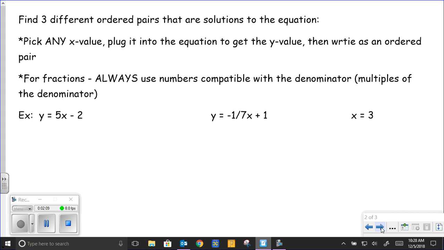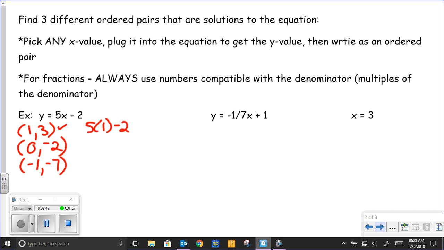So the first one, though, let's say that we're given these ordered pairs here. I'm given 1, 3. I'm given 0, -2, and I'm given -1, -7. I can start with any one of these, but I just tend to go in order. So I'm going to plug in my x value and see if I get my y value. My first one here is 5 times 1 minus 2. 5 times 1 is 5. 5 minus 2 is 3. So this one here does check out.